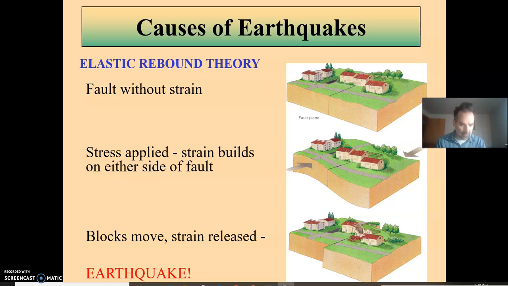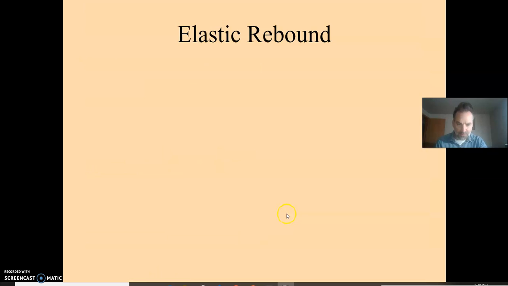Like I said, at a certain point, they're going to release this energy, or the strain is released, and then they rupture, and then you create an earthquake. And in the third block diagram here, that's what that's showing. Here, there was a point where it ruptured, and the strain is released, and then we have an earthquake. I hope that summary helped, and we'll move on to the next slide.